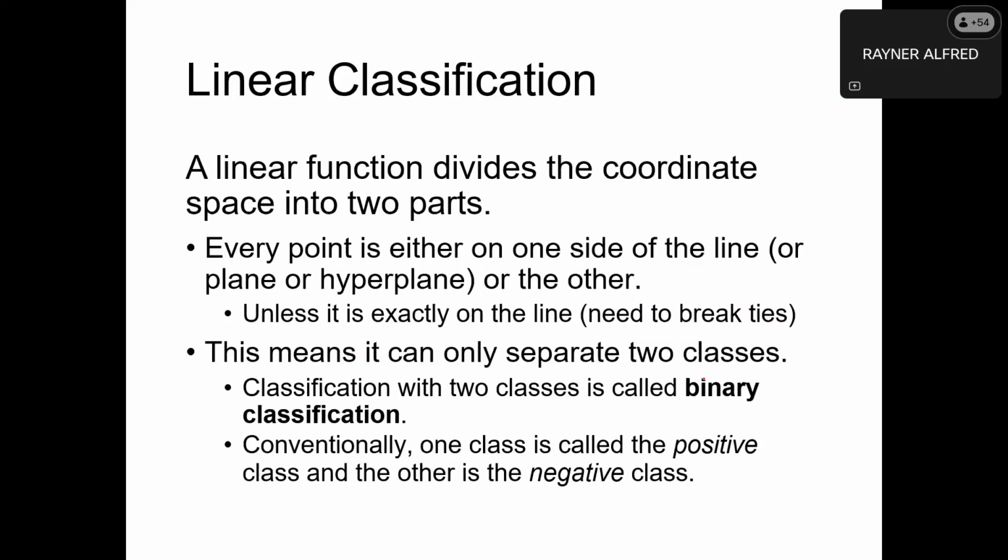So for linear classification, a linear function divides the coordinate space into two parts, positive and negative. So this means that for two classifications or two symbols, positive and negative, we call it binary classification. But if you have more than two, it's called multi-class classification. Okay, and this is also the conventional way in which we consider them as positive class and negative class.